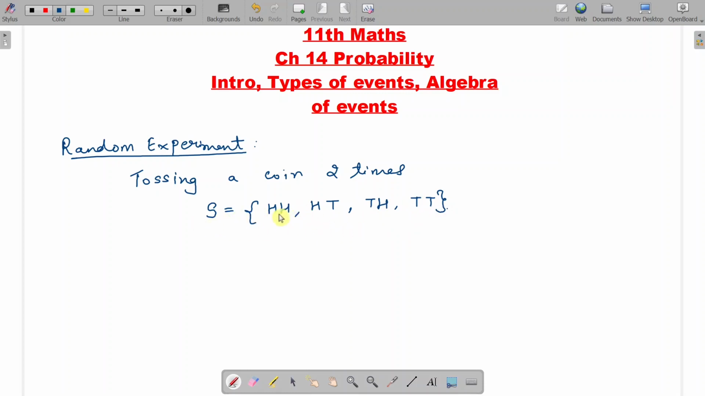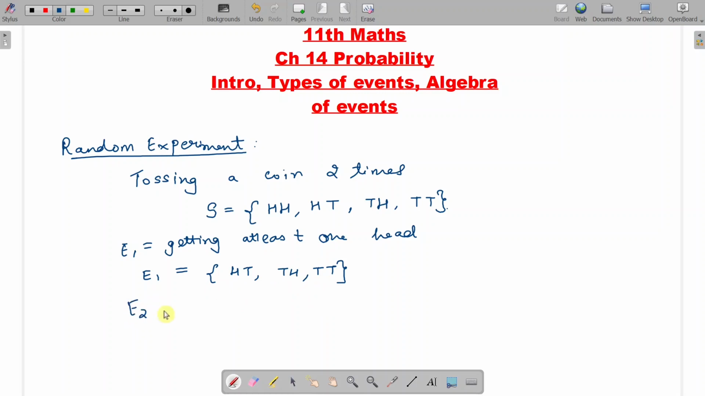Now you know the subset of the sample space is called an event. So let us take, suppose for example, E1, getting at least one head. So what will be E1? E1 will be equal to HH, HT, TH. So this is the event E1.